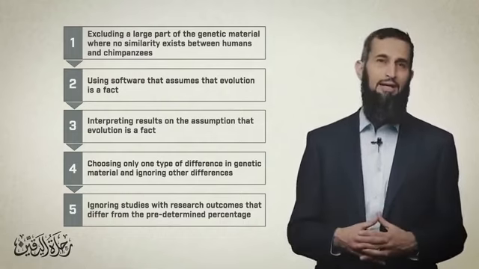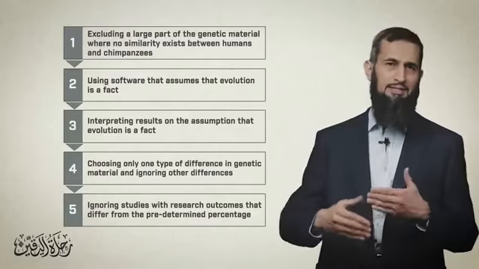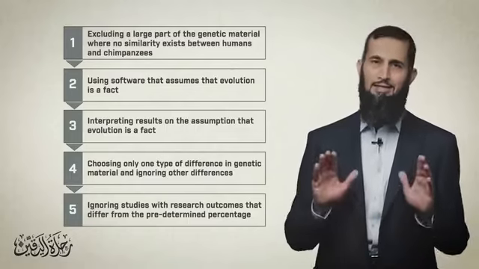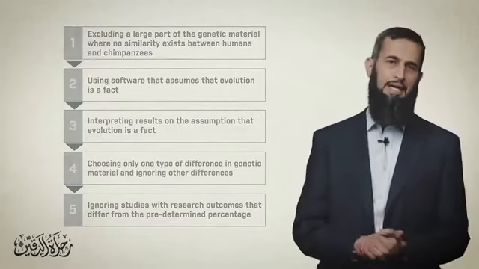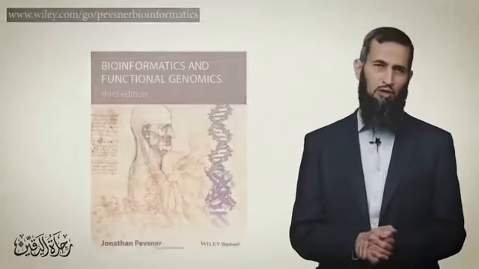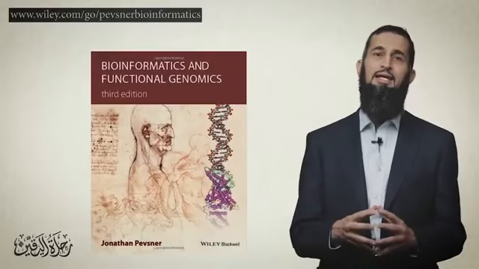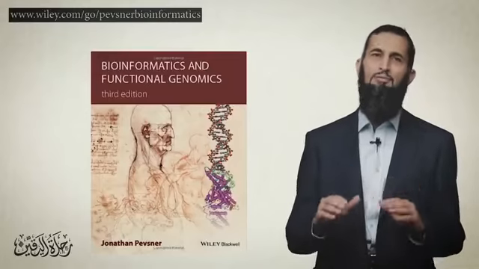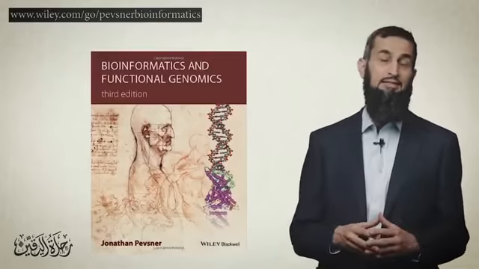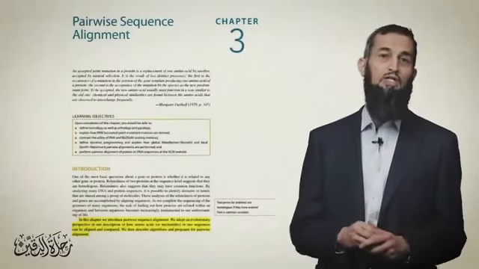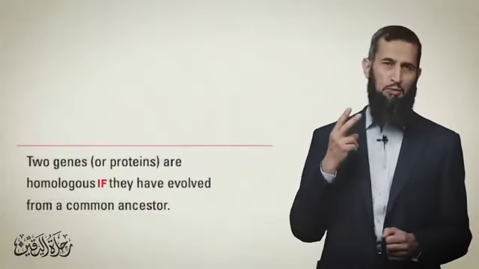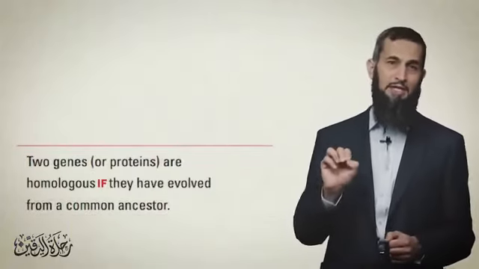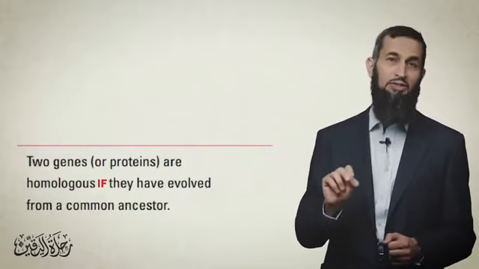First, we will clarify a matter related to the second step, then proceed step by step. Please keep in mind that the word genome means the genetic material of an organism. In the book Bioinformatics and Functional Genomics, 3rd edition, 2015, which is internationally accredited in the field of genetics and taught at universities, you will find at the start of Chapter 3 a definition of homology as follows. 2 genes, or proteins, are homologous if they have evolved from a common ancestor.